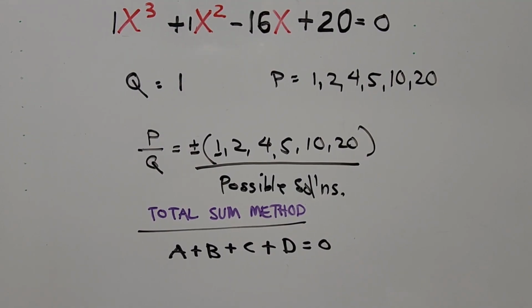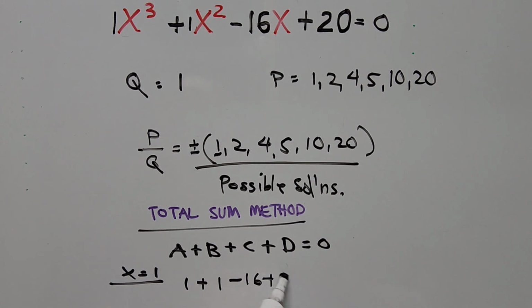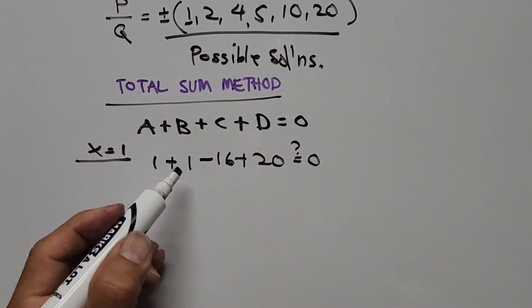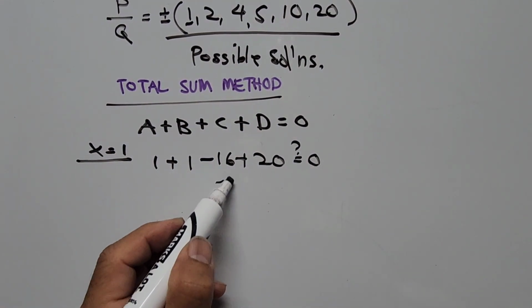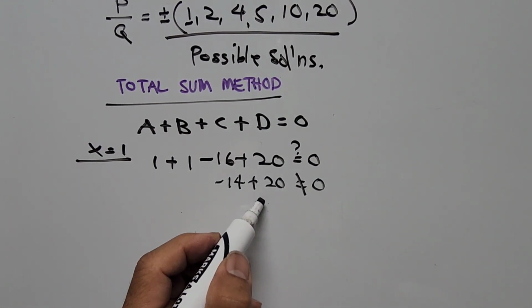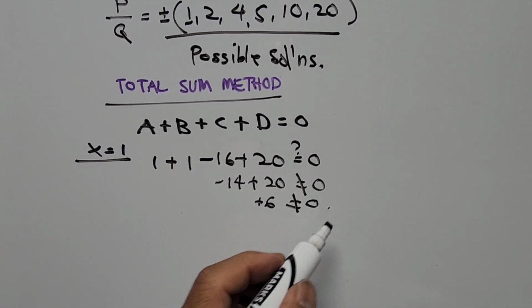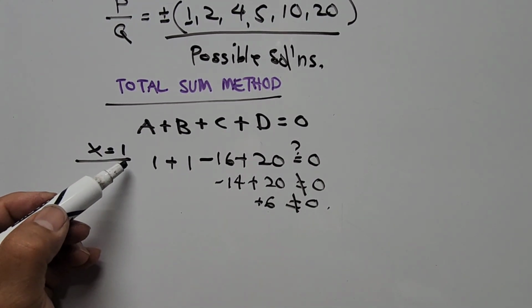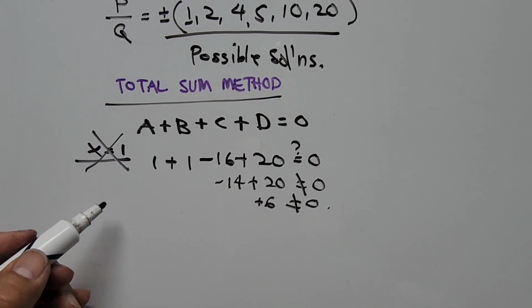And if the sum of all these coefficients equal to 0, then this would confirm that one of the values of x will be positive 1. So we have here a is 1, and b is 1, and c is negative 16, and d is 20. Would this be equal to 0? So 1 plus 1 is 2, minus 16 is negative 14, and we have plus 20. So this is positive 6, so this is not equal to 0. So then x equals 1 is not one of the solutions.